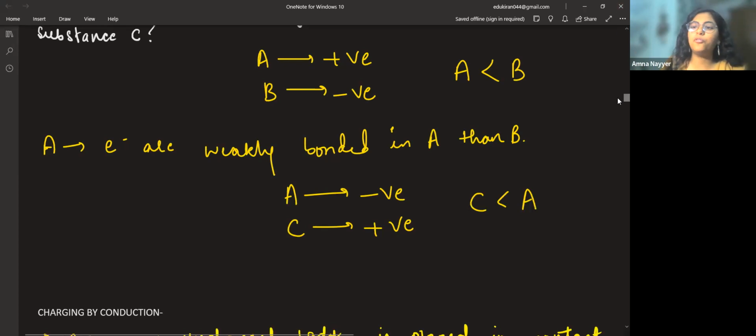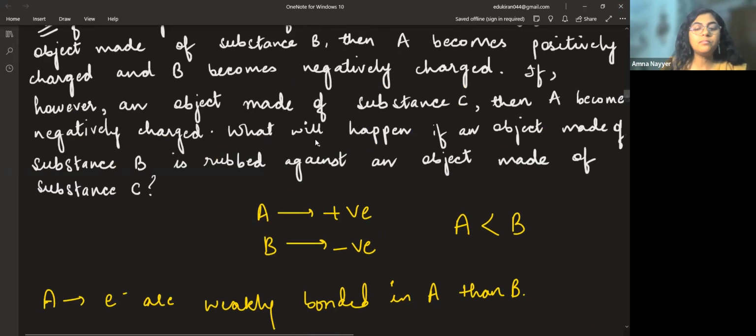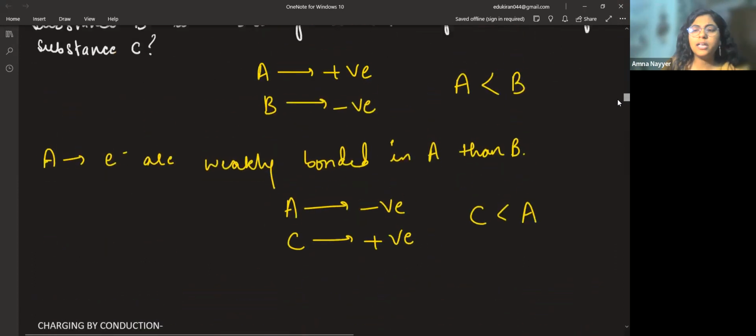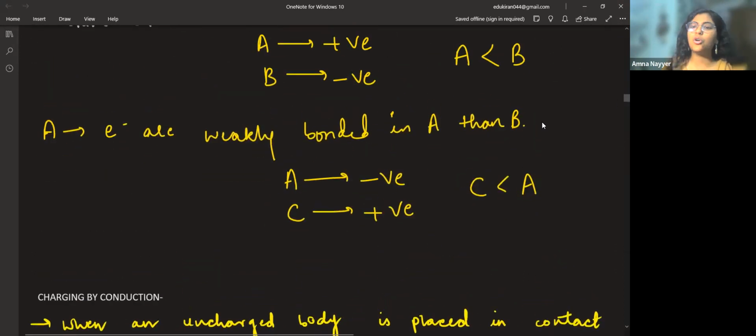Now, what do we have to find out in this question? What will happen if an object made of B and C are rubbed against each other? Now you know the order. If B is stronger than A and A is stronger than C, so amongst B and C, you tell me which one is stronger? B, ma'am.